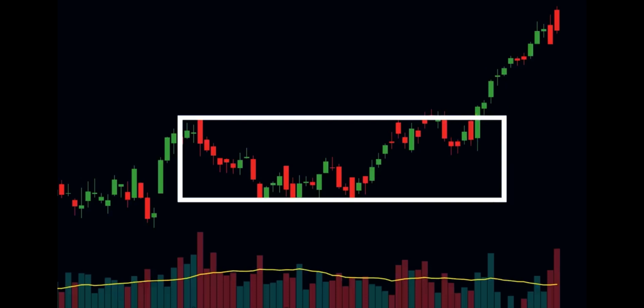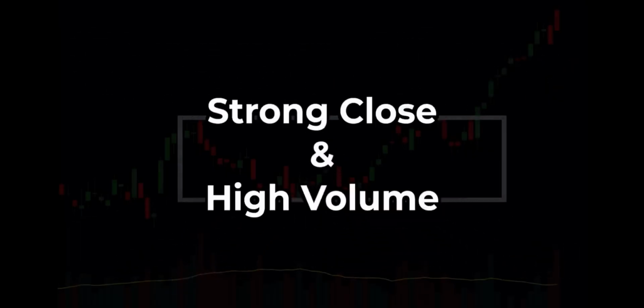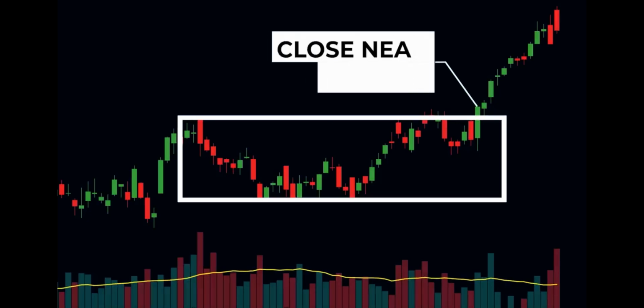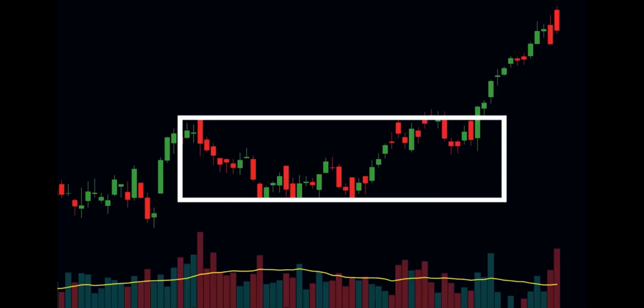Once we have a breakout, we will look for the signs of a strong breakout. A strong close and high volume are signs of strength. And as you can see, we have both the signs on this candle. The close is very much near the highs. Therefore, it is a strong close. Secondly, the volume on the breakout candle is also above the 20 moving average. The volume is not as high as the previous example, but it is above the moving average nonetheless. So it does provide us confirmation that the breakout might be real.